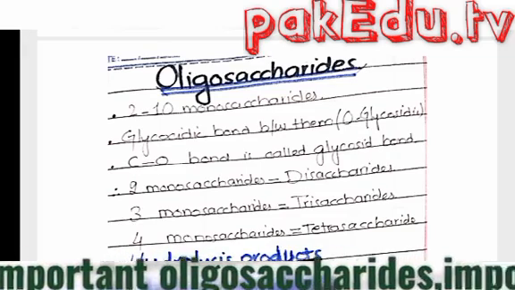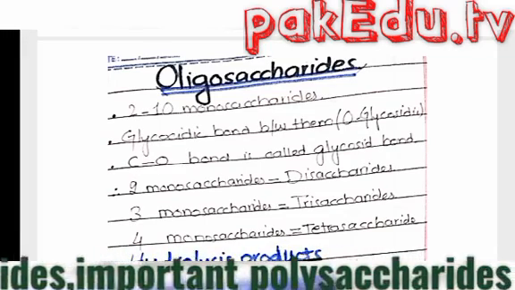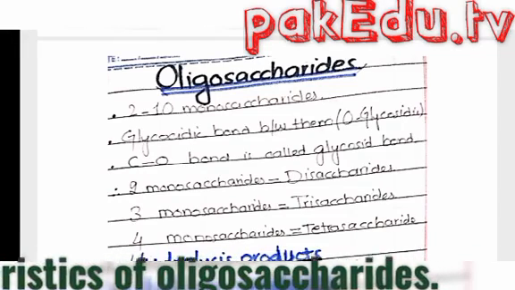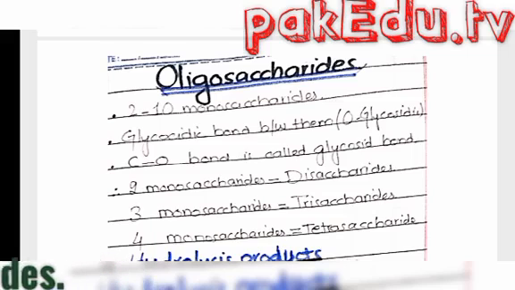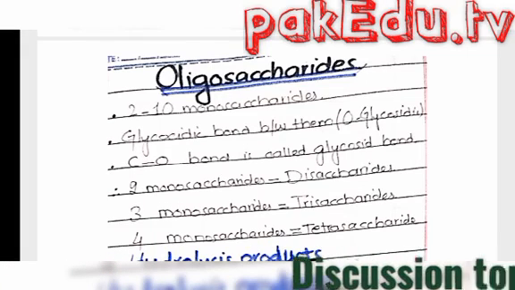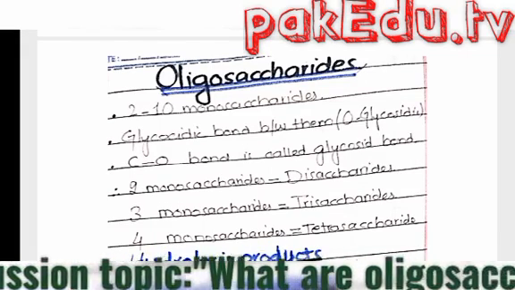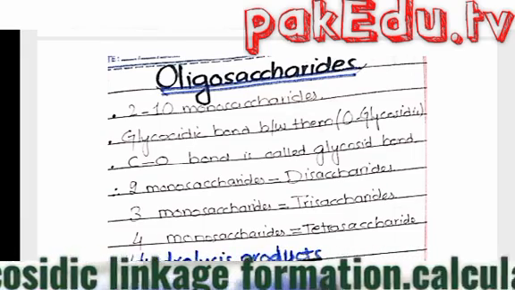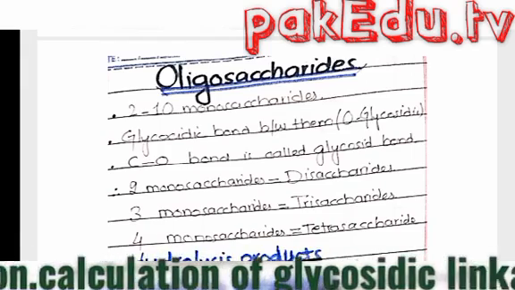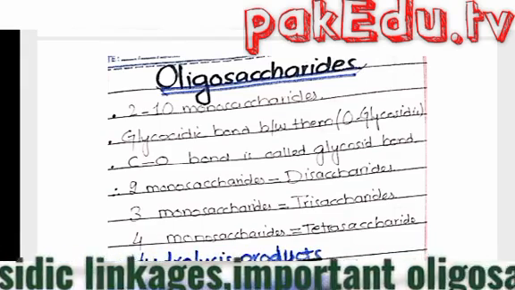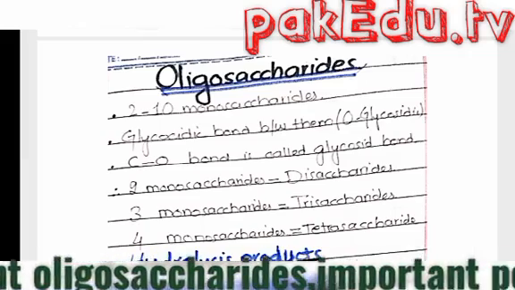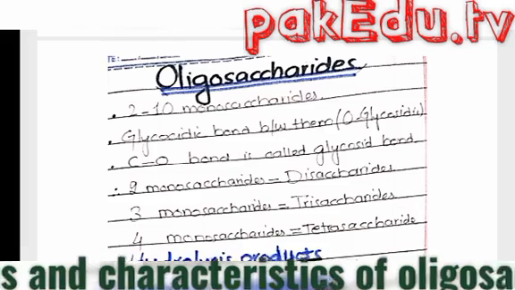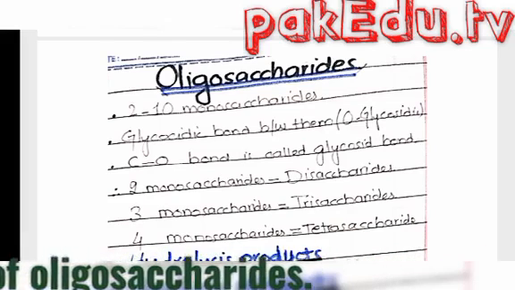Oligosaccharides are the carbohydrates that are made up of 2 to 10 monosaccharide subunits. In some books this range is variable. Some books explain that 2 to 10 monosaccharides combine to form oligosaccharides, but in some books 2 to 20 monosaccharides combine to form oligosaccharides. So both may be correct options.